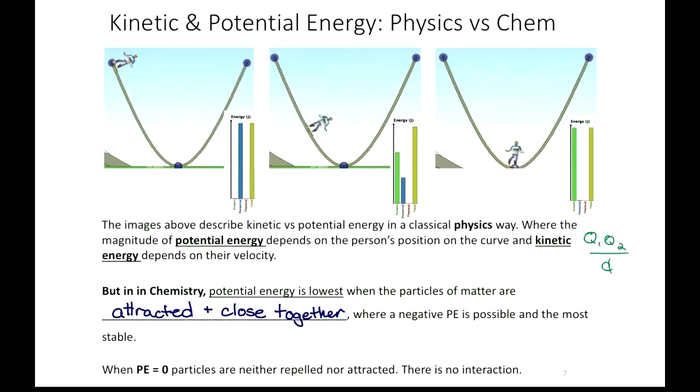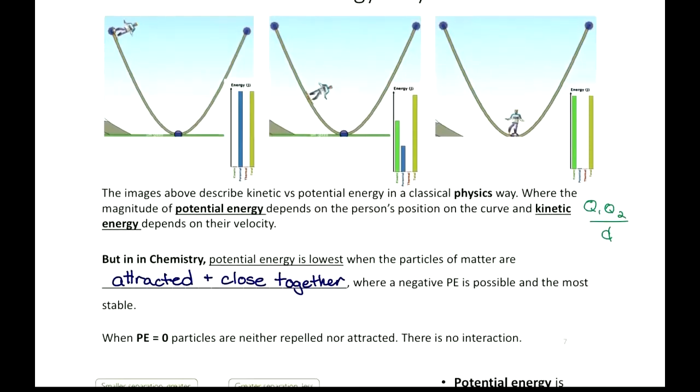So when I say attracted, I mean Q1 and Q2 are opposite charges, they're attracted. When things are close together, D is small. And so what we typically get are very low potential energies. And for chemists, a negative potential energy actually is possible, and it's actually preferred. Negative potential energies are preferred in chemistry, and that's not something you typically see in physics.